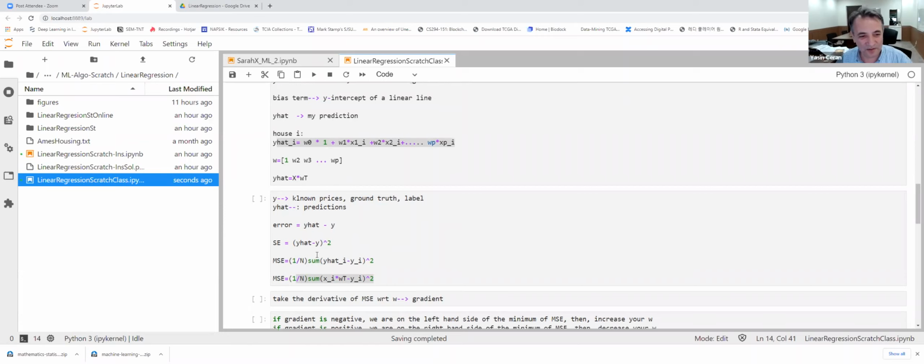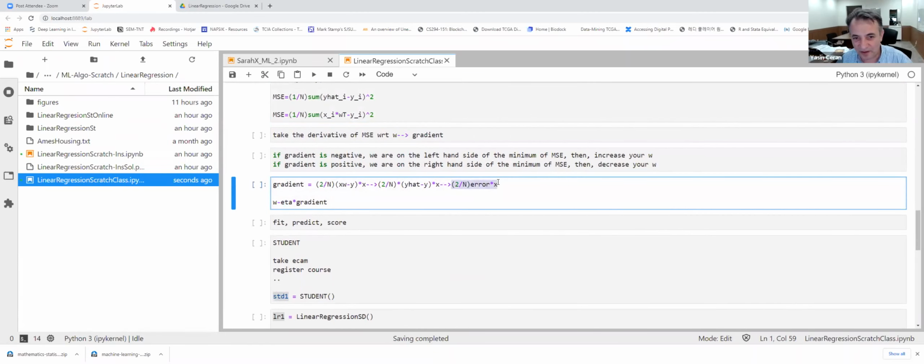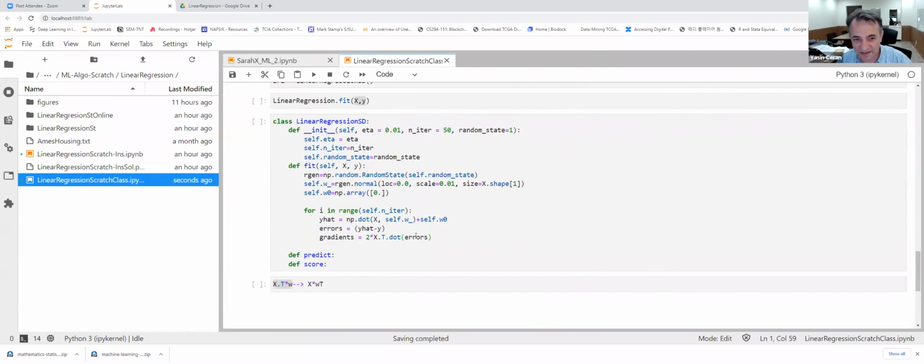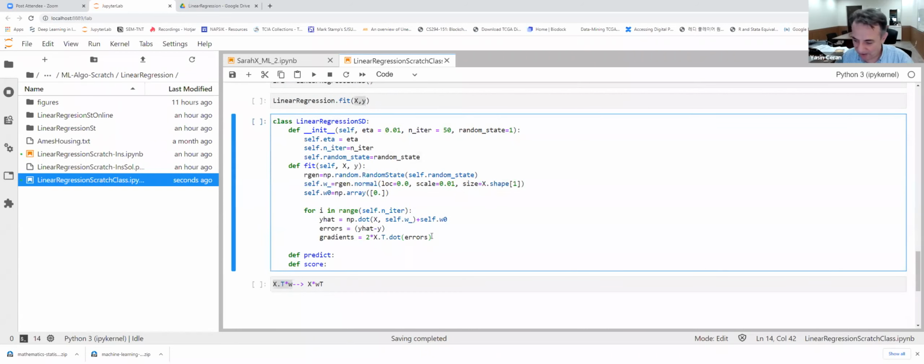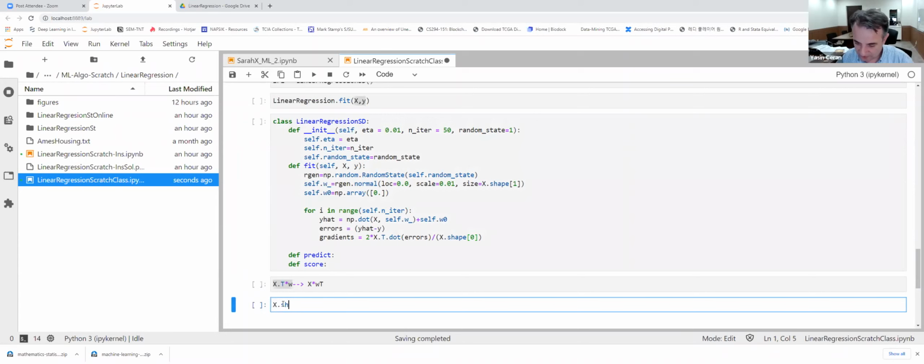Okay, so I'm doing this one here. I already explained this one. Error times x, so that's what I'm doing here. X times errors, and then 2 divided by n. So what is n? N is nothing but the number of rows in my x. So x dot shape gives you the number of rows and number of columns. Actually, it's a tuple of number of rows and number of columns.